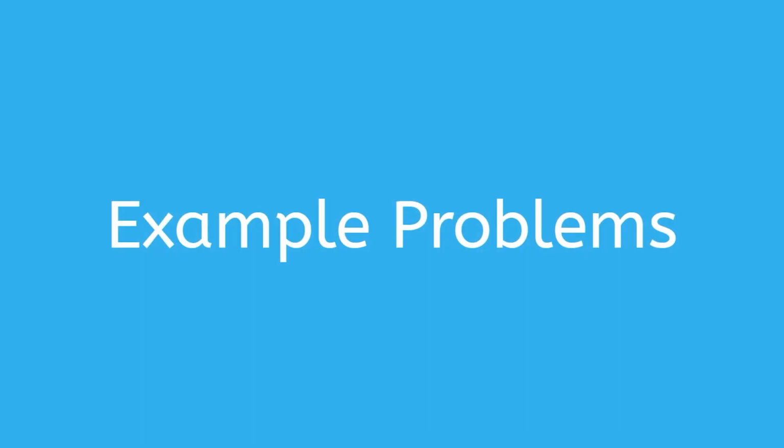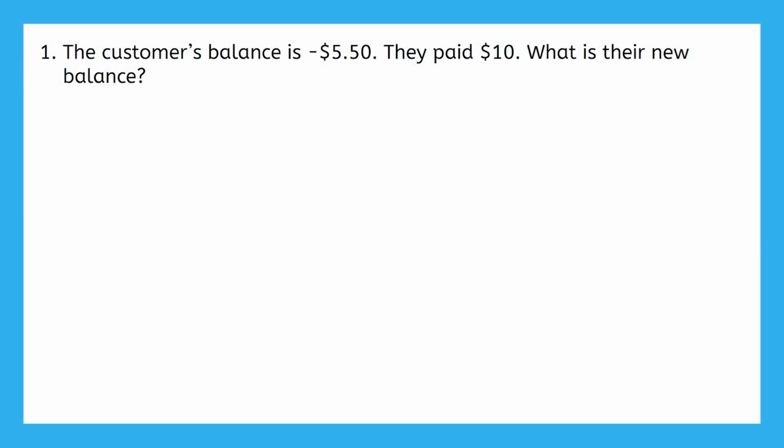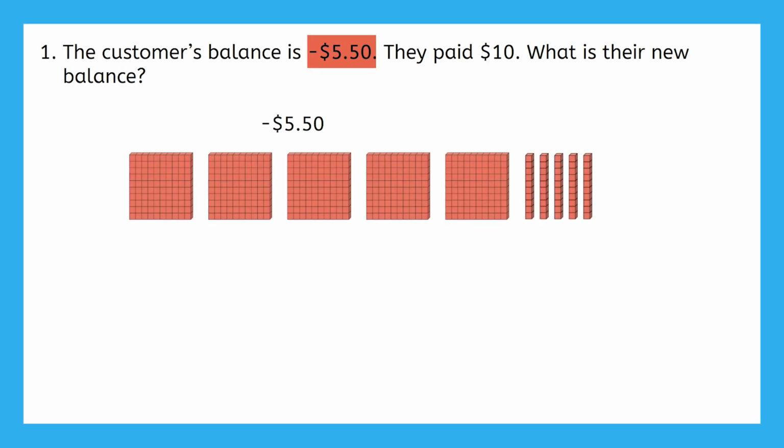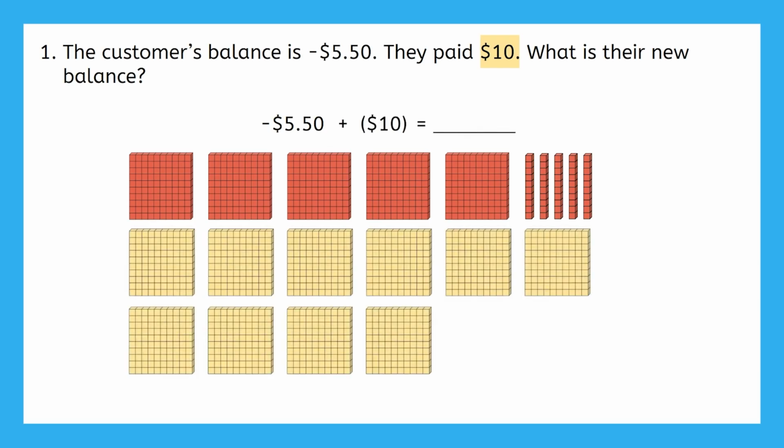Can you help me calculate a few more balances? This customer's balance is negative $5.50. They just paid me $10. What's their new balance? What expression represents this situation? We know their balance is negative $5.50. Here are 5 negative wholes and 50 negative hundredths to represent their balance. They then paid $10, which we can represent as plus 10 because it reduces their debt.